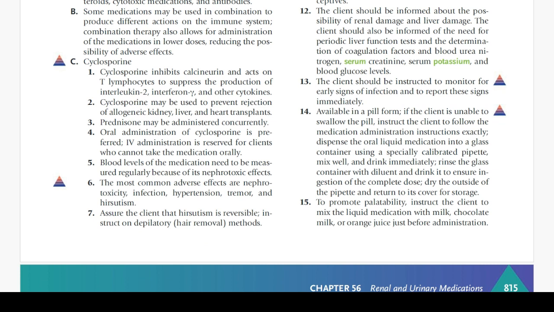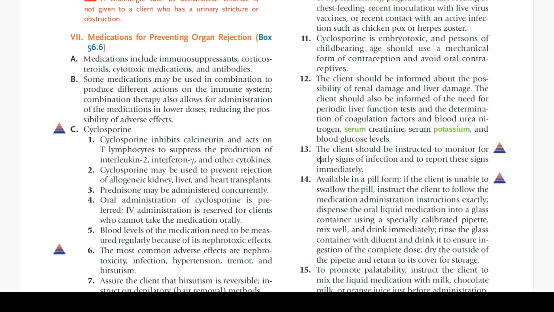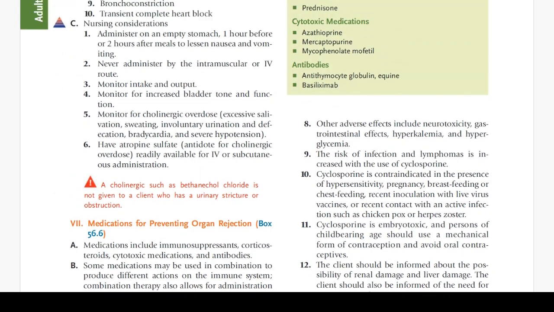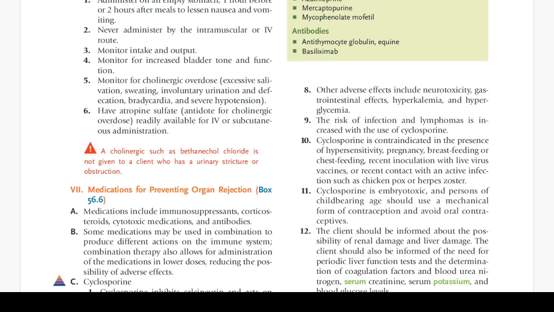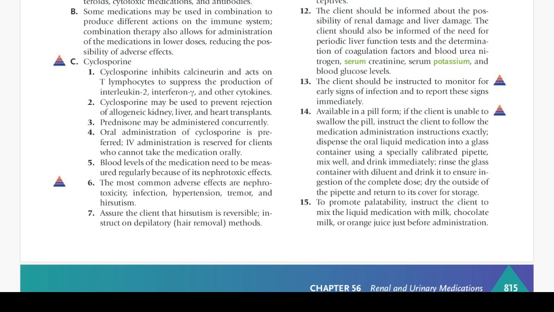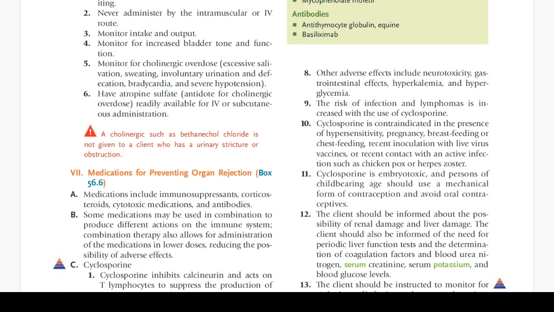The most common adverse effect is nephrotoxicity. So we would want to teach the patient that if their kidney function is declining, that needs to be reported. We don't want them to think that's expected by saying you may have this. Adverse effects: neurotoxicity, GI effects, hyperkalemia, hyperglycemia. Down here they talk about also infection, hypertension, tremors.